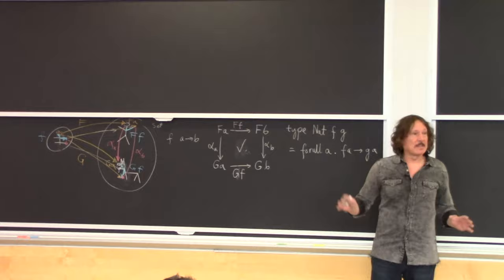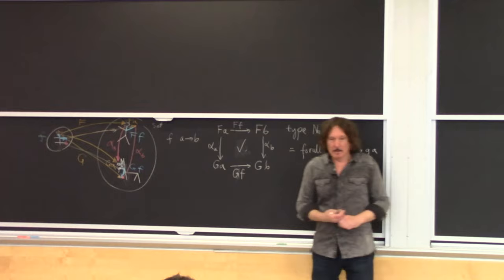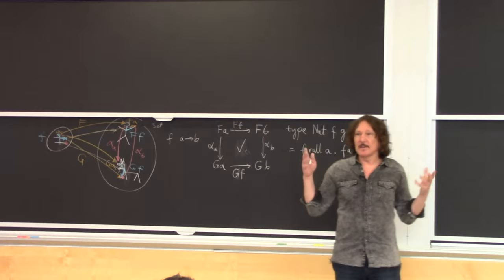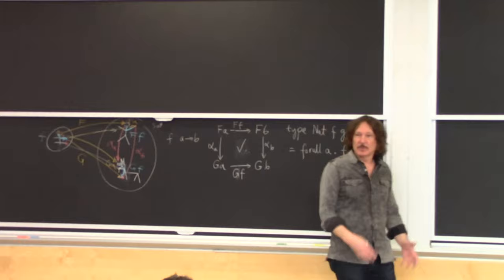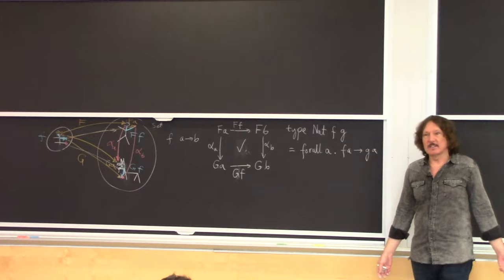So having two different functors means having two different ways of packing stuff into a container. Right, so you have like a crate of apples and you have a sack of oranges, right? These are two different containers. And there are two ways of dealing with these containers.